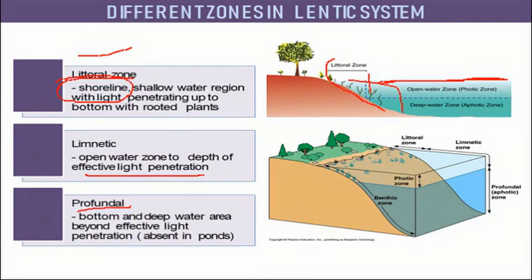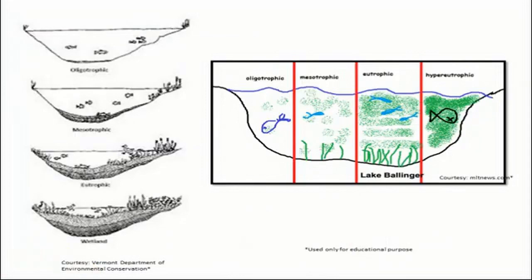So in case of pond, you cannot find profundal zone. This profundal zone is not there in case of pond because in pond the light can penetrate up to the floor of the pond. But you may expect some profundal zone in case of lake, since in the previous slide we came to know that lake may have an aphotic zone. So there you may find a profundal area. In case of lake, we can go for an additional classification.